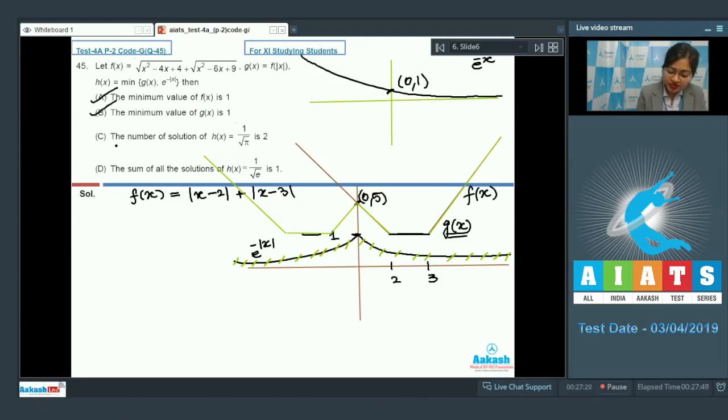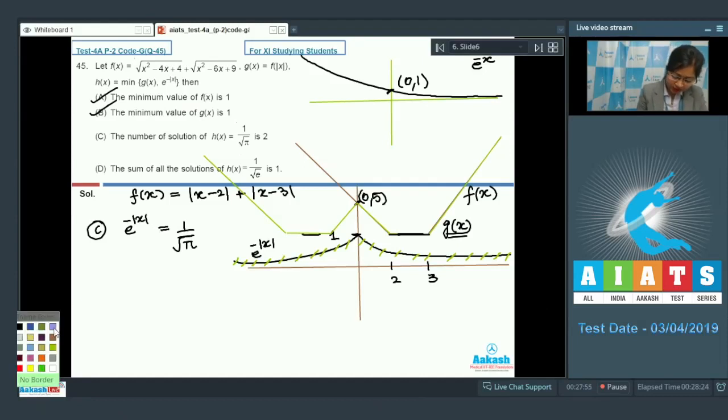Now, the third option says that the number of solutions of h(x) equal to e raised to the power minus |x| itself, right? So, the solution of this equal to 1 by root pi. Now, the value of 1 by root pi will lie between 0 and 1. So, the line will be something like this. So, its number of solutions with e raised to the power minus |x| will be 2. Therefore, the number of solutions is 2. So, option C is also correct.